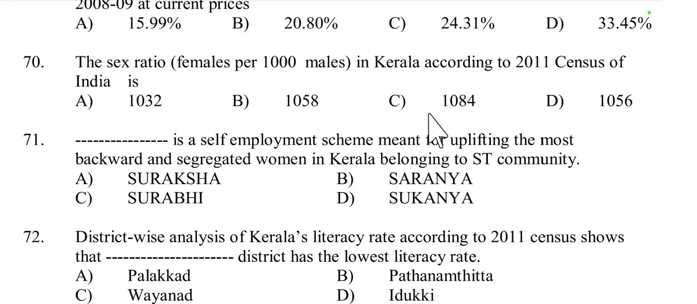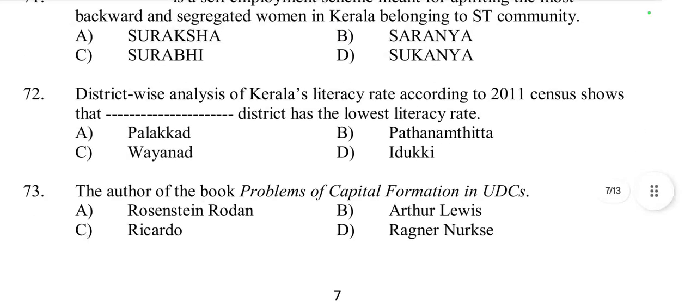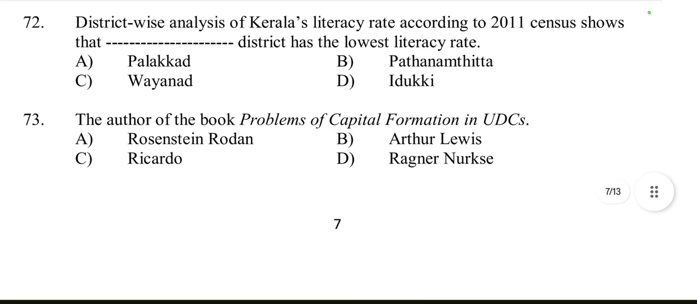that is the highest sex ratio, 1084. Then question 71: what is the self-employment scheme meant for uplifting the most backward and marginalised women in Kerala belonging to the ST community? That is Saranya. And then question 72, district-wise analysis of Kerala's literacy rate according to the 2011 census shows which district has the lowest literacy rate? Wayanad district, lowest in literacy rate.